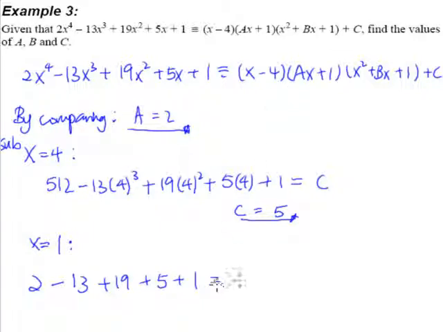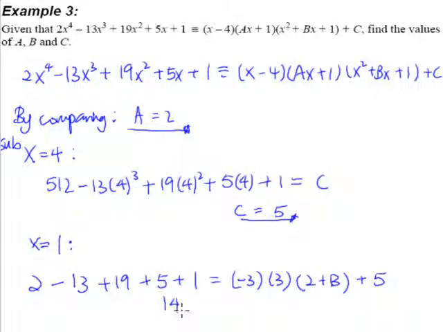1 minus 4 will give you a negative 3, and then 1a. Since we know that a is 2, so 2 plus 3 will give us a positive 3. Now when x is 1, this is 1, and 1 plus 1 will give us a 2. So 2 plus b plus c, and since we know that c is 5, just put it in as well. Now, using a calculator, you should be able to work this out very easily. You will get 14 here at the left hand side.